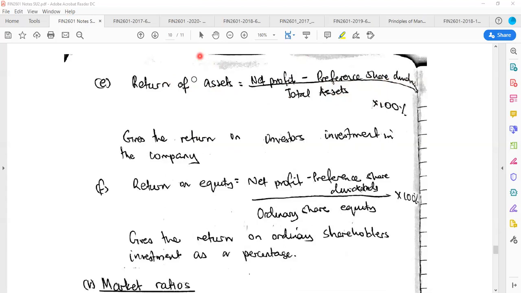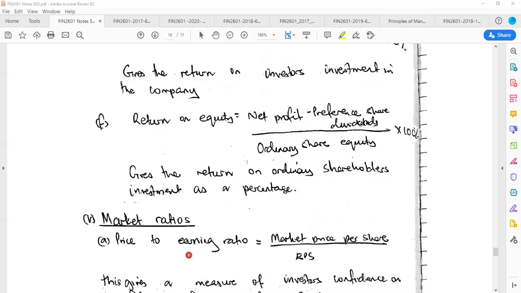And the return on assets gives the return on investors' investment into the company. So if the return on assets is 35%, it means investors had a return of 35% on their investment. And then return on equity is given by net profit minus preference share dividends over ordinary share equity times 100%. And this gives the return on ordinary shareholders' investments as a percentage.